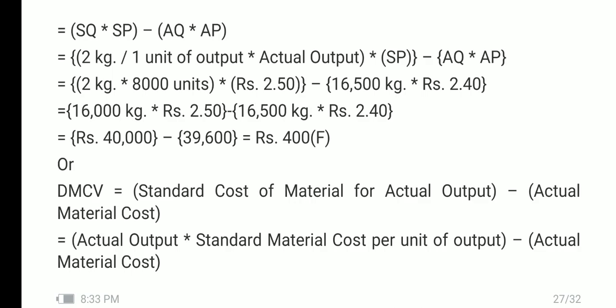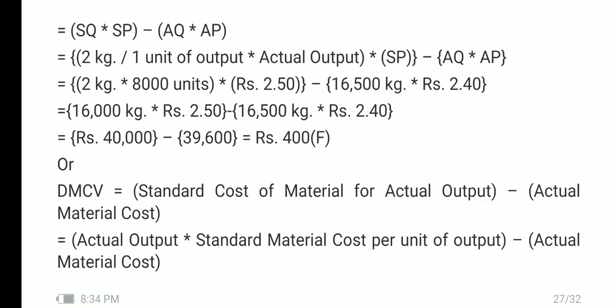Standard material cost was 40,000, but 39,600 is actually incurred. So, 400 less than the standard specified incurred, therefore, we are getting favorable material cost variance rupees 400. It can also be computed alternatively. DMCV is equal to standard cost of material for actual output minus actual material cost.